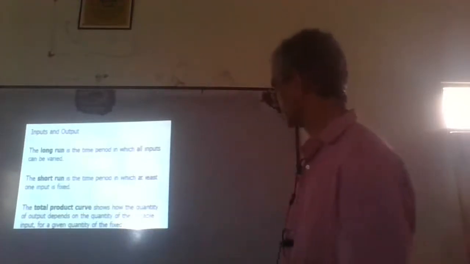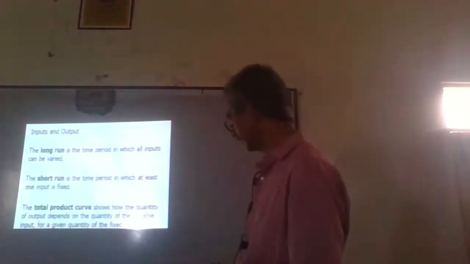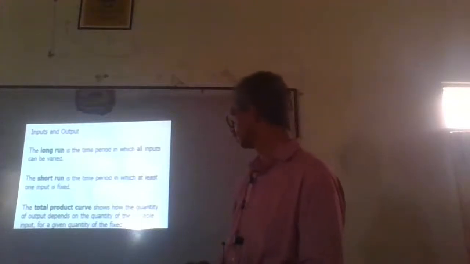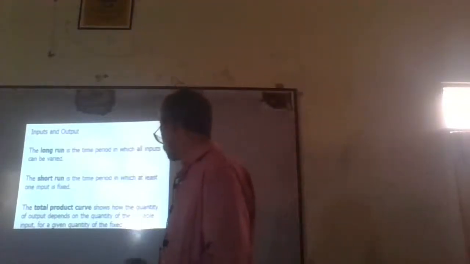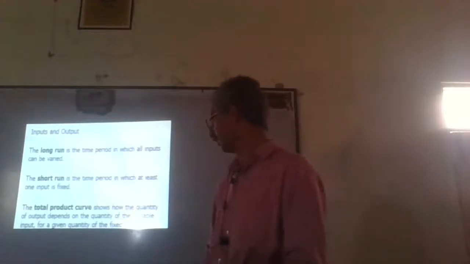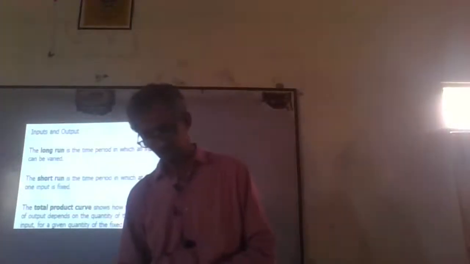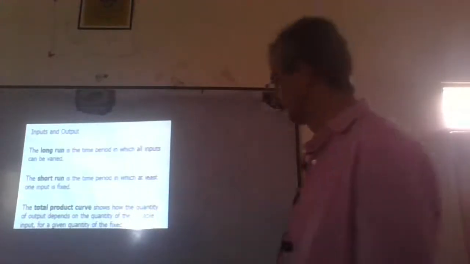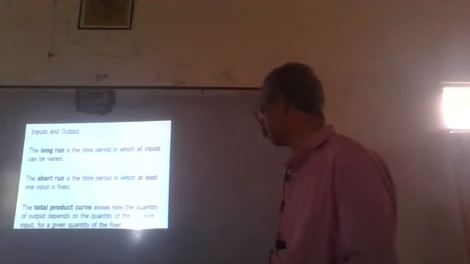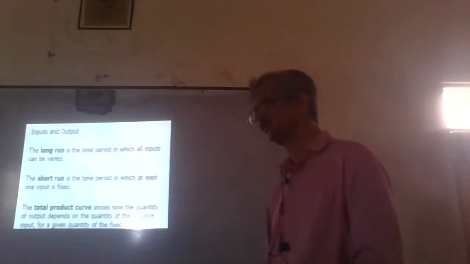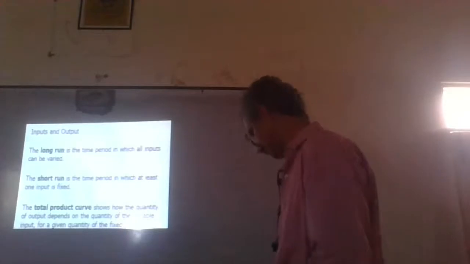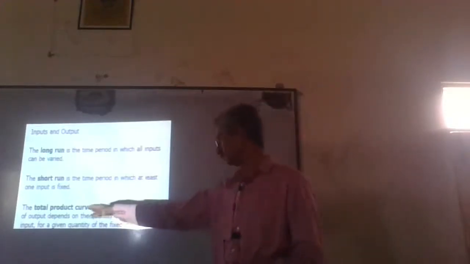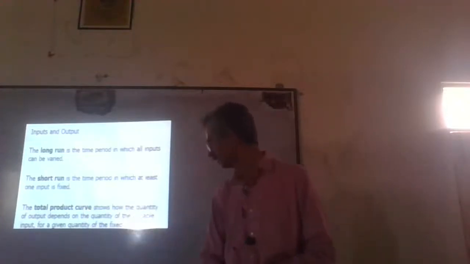Another term related to this is the total product curve. It shows how the quantity of output depends on the quantity of the variable inputs for a given quantity of the fixed inputs. We also draw the total product curve. Through this curve, we show the relationship between the amount of goods or services produced, the output, and the quantity of variable inputs.